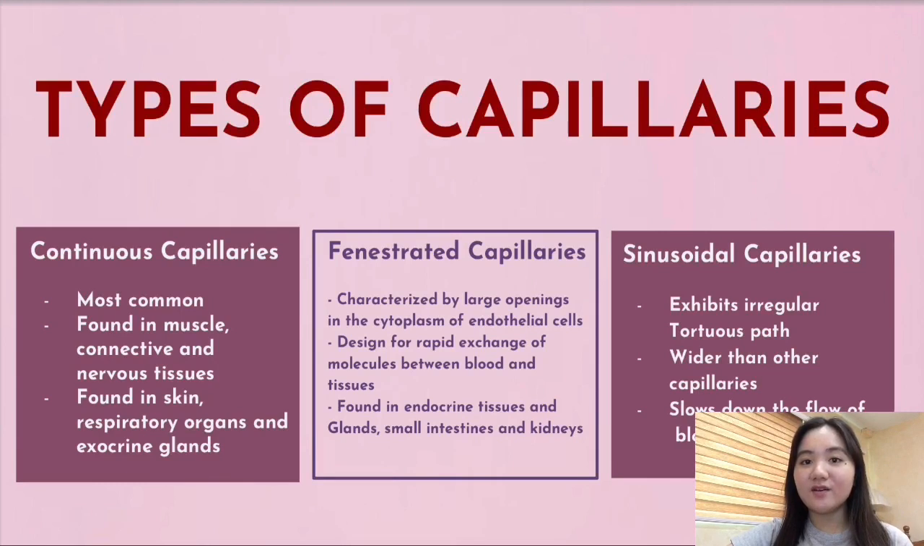Continuous capillaries are found in muscle tissues, connective tissues, and nervous tissues, as well as in the skin, respiratory organs, and exocrine glands. Fenestrated capillaries have large openings in the cytoplasm of endothelial cells, and they are designed for the rapid exchange of molecules between blood and tissues. Sinusoidal capillaries are blood vessels that exhibit irregular, tortuous paths appearing to be much wider than other capillaries.